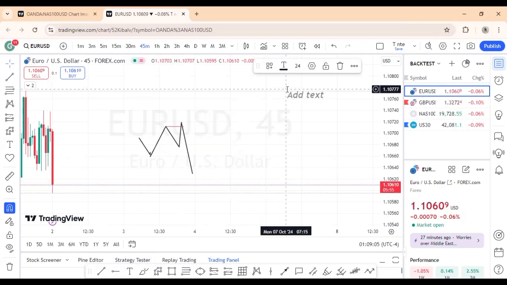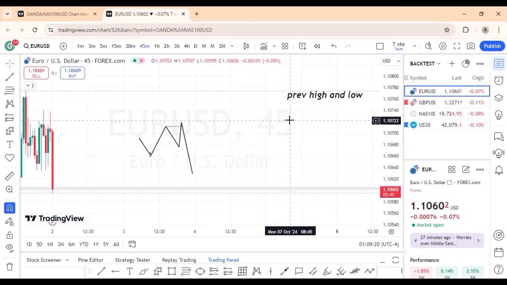This is the second training, right? So when we talk about liquidity for this part of the training, we mean previous highs and lows. Note, this is not the only definition of liquidity. I am not saying that this is all liquidity is. I am saying that because of today's teaching, I am defining liquidity as previous highs and previous lows. That is the only way I'm defining it, just for today.